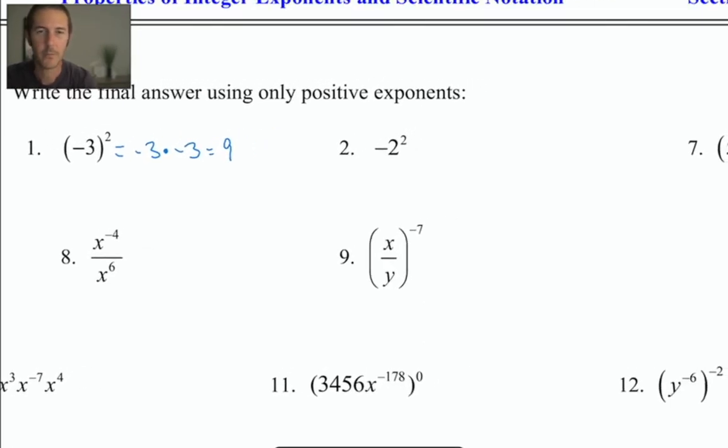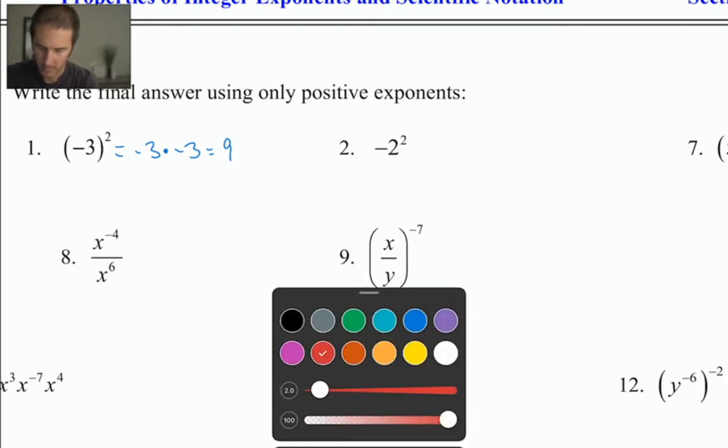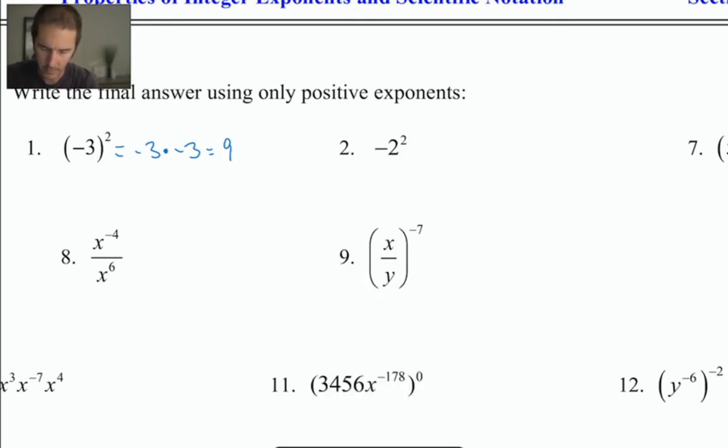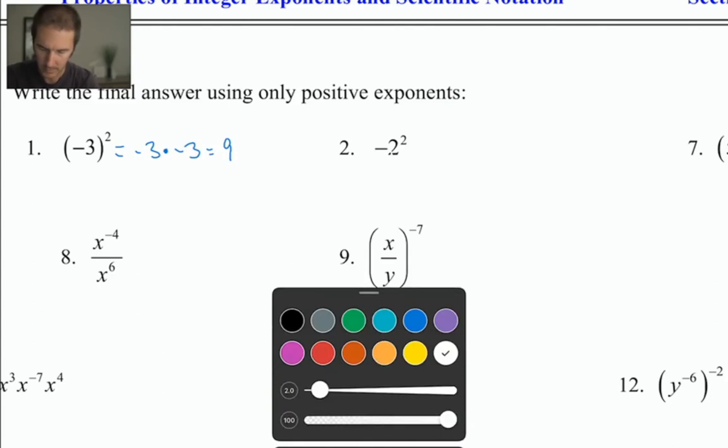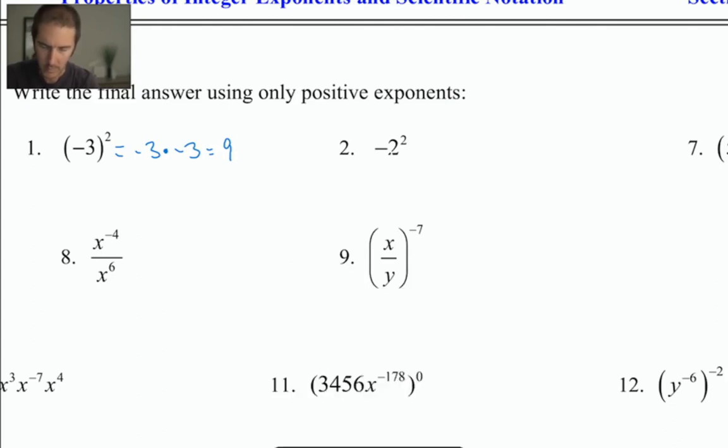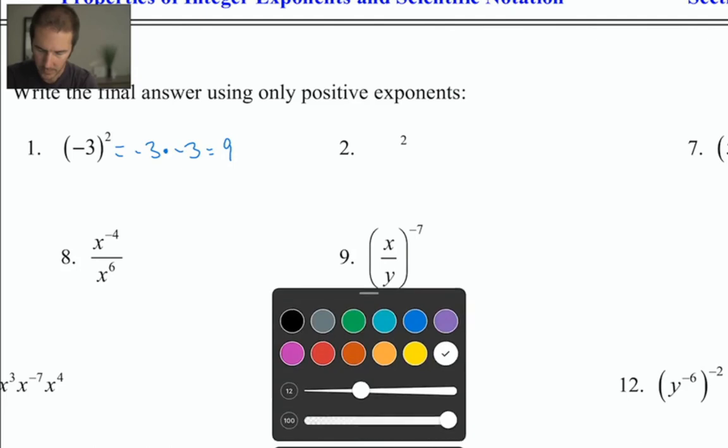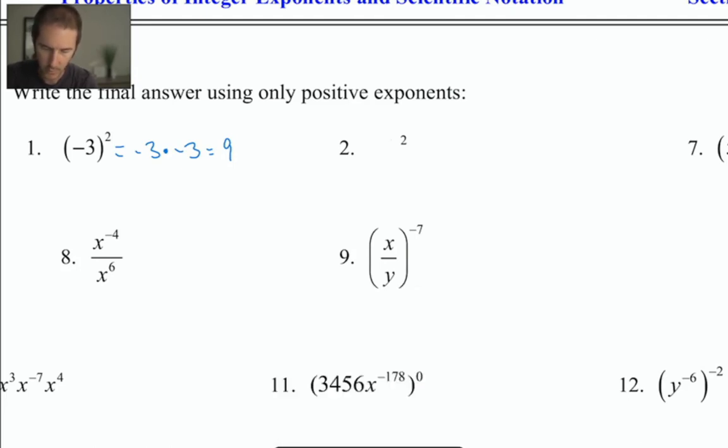In the next problem, we're taking negative 2 and raising it to the second power. And I think what I'll do is actually modify that, and let's see if we can be clever about this. Maybe I can just redo this, writing over it with a white pen. And let's then take a black pen and change it to negative 3 to the second power.